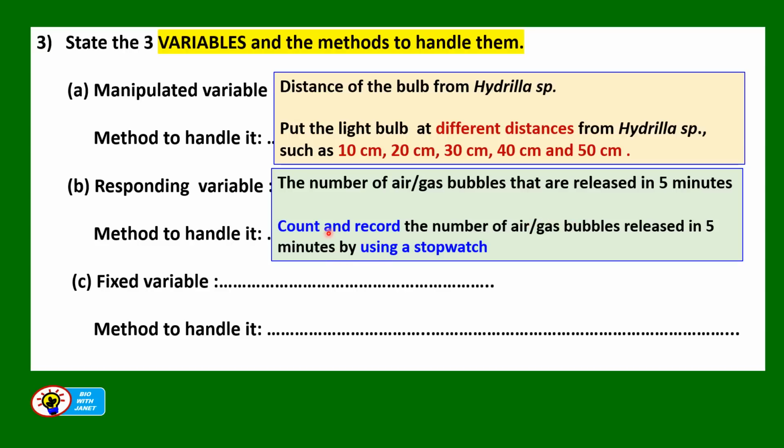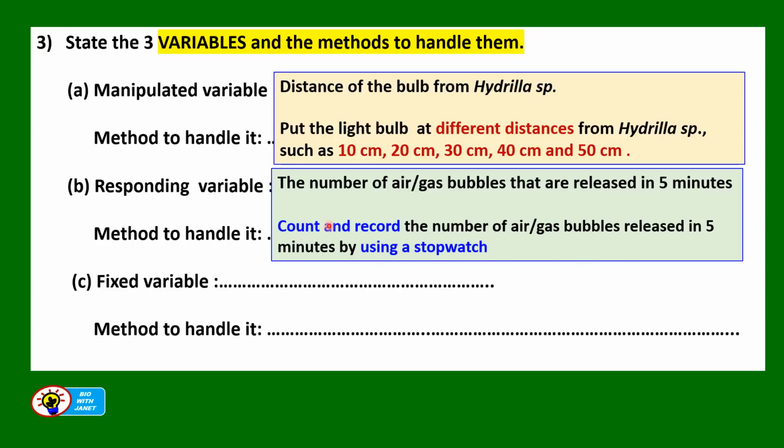So here's our answer. To handle the sub RV, count and record the number of air bubbles released in 5 minutes by using a stopwatch. You need a stopwatch to time 5 minutes, right? While we are counting the air bubbles. Now your sub RV, please write it as you see it in the question paper. Let's say the question paper says number of gas bubbles, then you write number of gas bubbles also. It depends. Or if the question says the number of bubbles alone, then you write that. Here let's assume that it's number of air bubbles like in your textbook. So count and record the number of air bubbles released in 5 minutes by using a stopwatch.